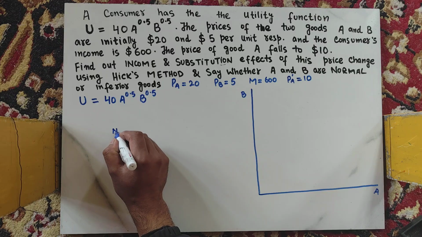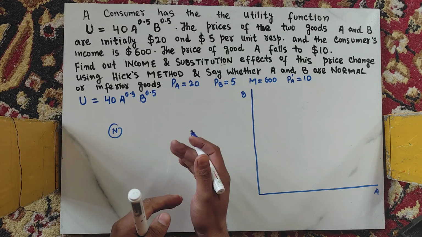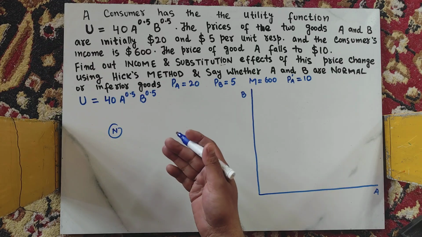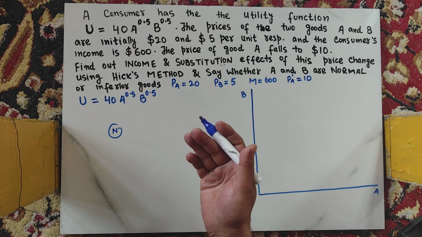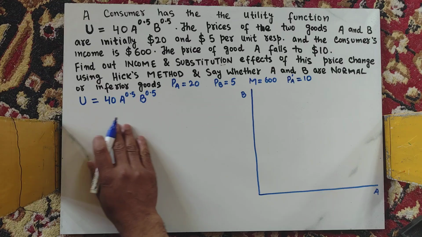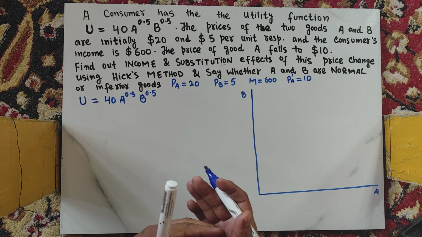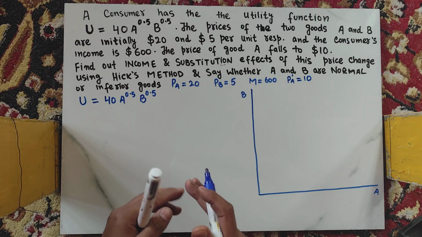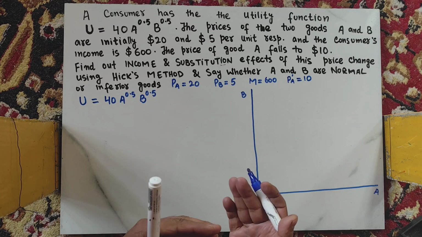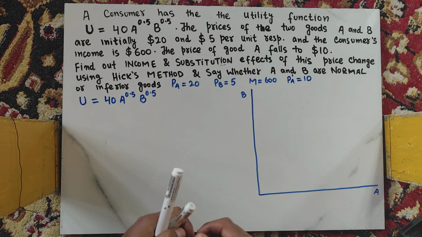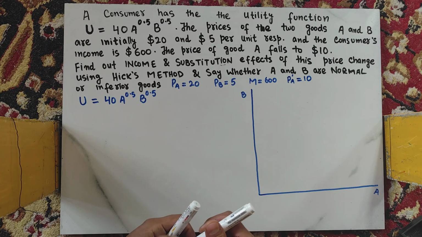The income effect tells us how much the consumer consumes of a good if the purchasing power of the consumer changes. The substitution effect is how many units of a particular good a consumer will consume if the relative prices of the goods change. I will not go into detail here, as I have explained the income and substitution effects clearly in earlier videos.